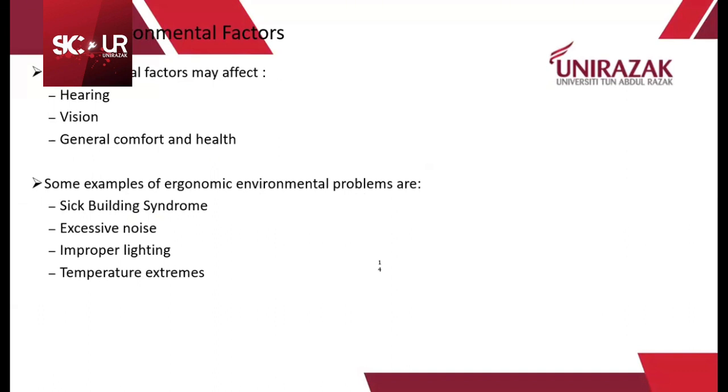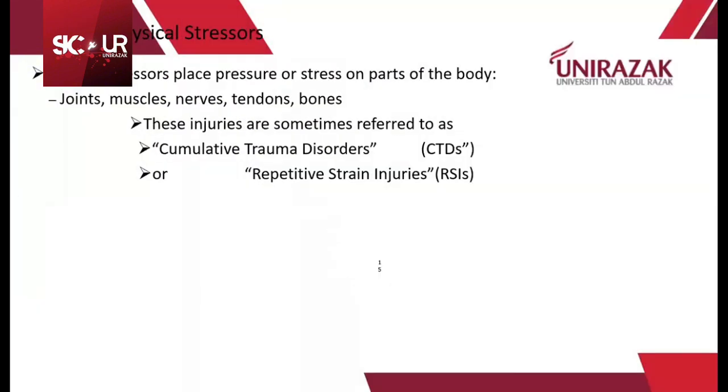Some example of ergonomic environmental problem, sick building syndrome, excessive noise, improper lighting, temperature extreme, physical stressor. So physical stressor place pressure of the stress on the part of the body, joint, muscle, nerve, tendon, bone. So this injury sometimes refer to be cumulative trauma disorder ataupun CTD ataupun repetitive strain injury RSI. So bila kita sebut CTD ni is cumulative. Bila cumulative ni benda yang kita kumpul berulang-ulang kali. So barulah dia boleh jadi CTD sebenarnya.